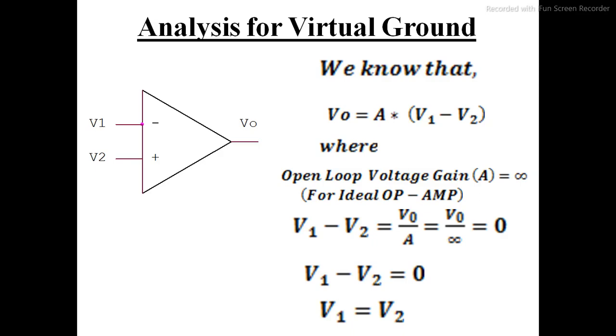Then from the above equation, V1 minus V2 is equal to V0 upon A, and the value of A is infinite. Therefore, V1 minus V2 becomes equal to 0, which implies that V1 is equal to V2. Meaning whatever be the voltage of V2 will be the voltage of V1. So we can say that whatever be the voltage at the non-inverting terminal will be the voltage at the inverting terminal. And this concept is used in the analysis.